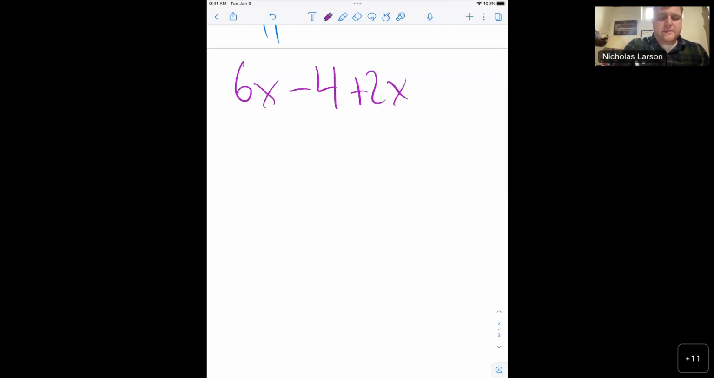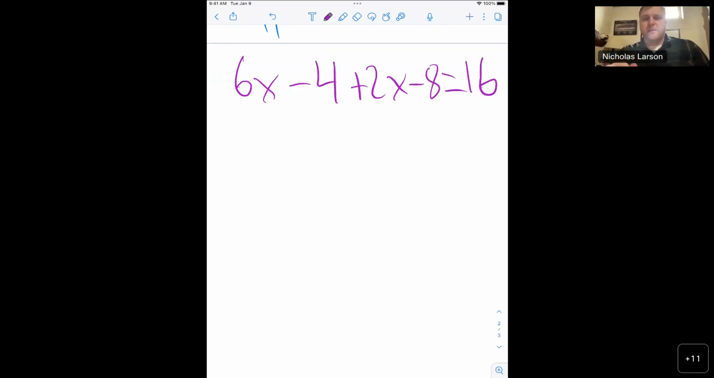Okay, if we look at, let's say, 6x minus 4 plus 2x minus 8 equals, let's say 16. There's a key term that I'm looking for, and it's called like terms. Who can explain what's a like term?